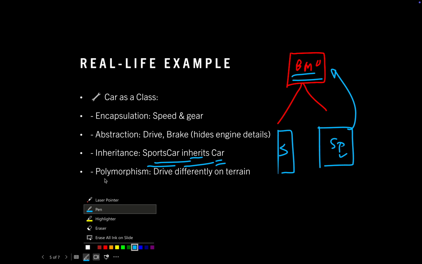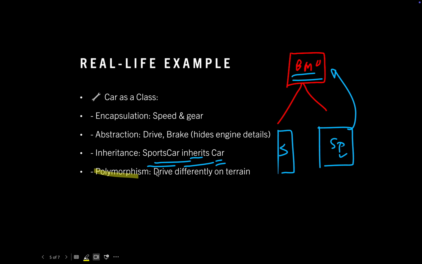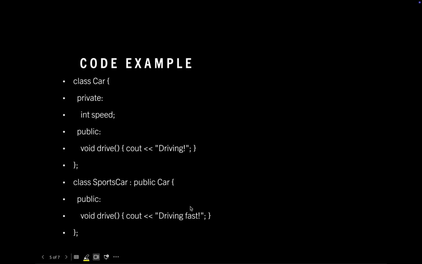So let's move forward with another pillar of OOPs, which is polymorphism. Drive differently on terrain. Your car can drive on a plain road, or in mountain places, or in hilly areas. So that's how the whole thing is working.